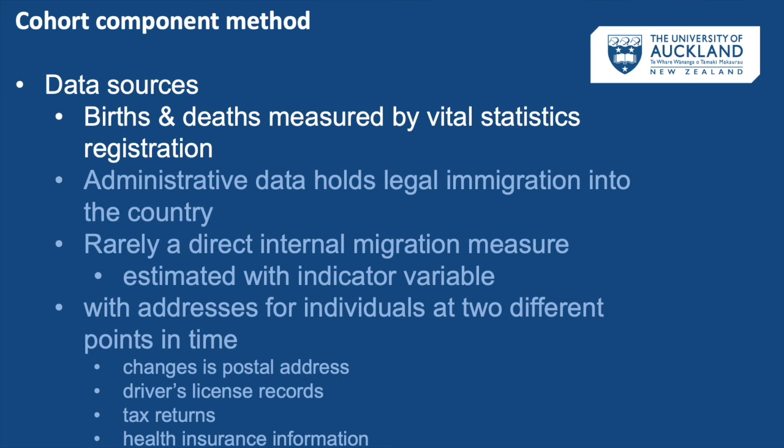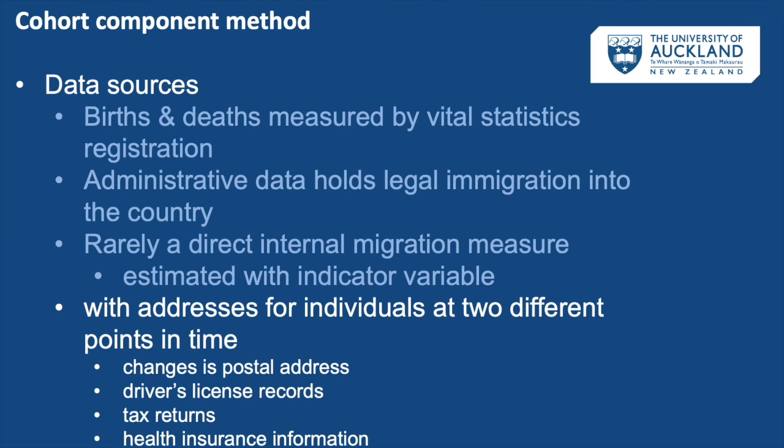Some data sources, especially on births and deaths, are often well measured by vital statistics registration systems. Administrative data captures most of the legal immigration into a country. Inside the country, though, there's seldom a direct measure of internal migration. So it must be estimated using an indicator variable based on alternative data devised for another purpose. That data needs to provide addresses for individuals at two different points in time.